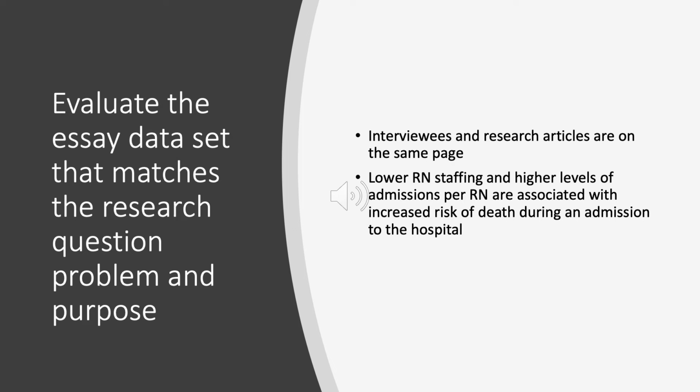When comparing my data set from my essay and the research question I proposed, my interviewees and the scholarly articles that I read were pretty much on the same page. Essentially, it was just that a lower RN staffing rate and higher levels of admissions per RN are associated with increased risk of death during an admission to the hospital. The interviewees had similar views, just like I said, and one of the nurses I interviewed suggested getting any form of additional help, such as unlicensed assistive personnel, medical assistants, LPNs, phlebotomists, or anything.